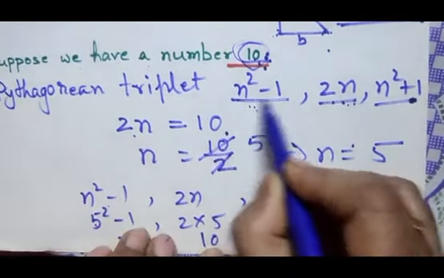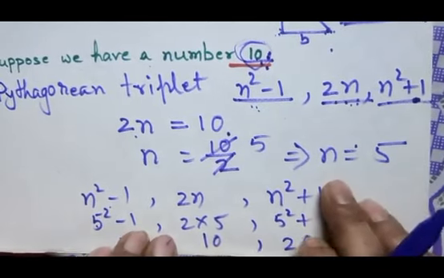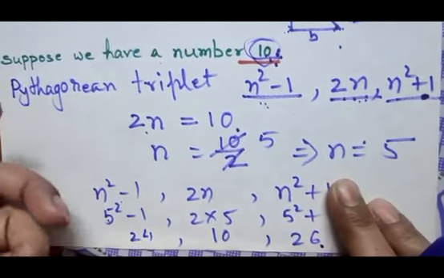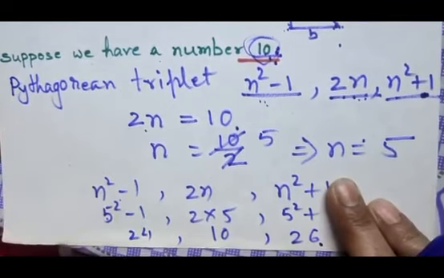This way, using these three terms, you can find many sets of Pythagorean triplets.